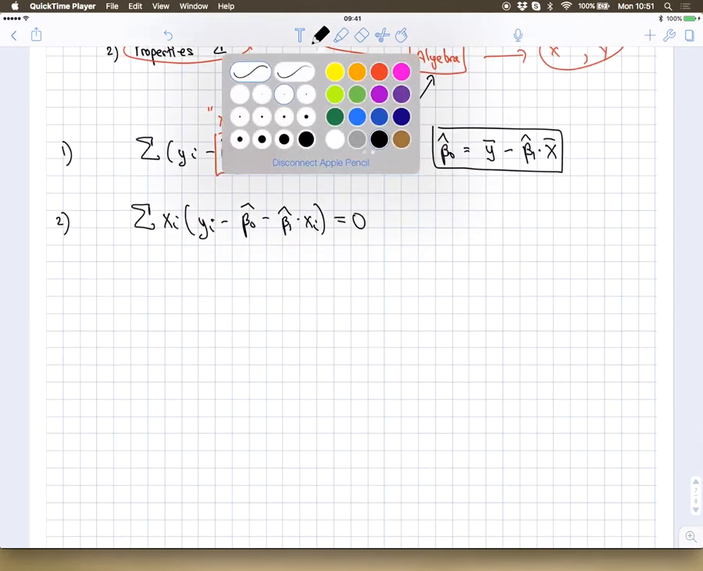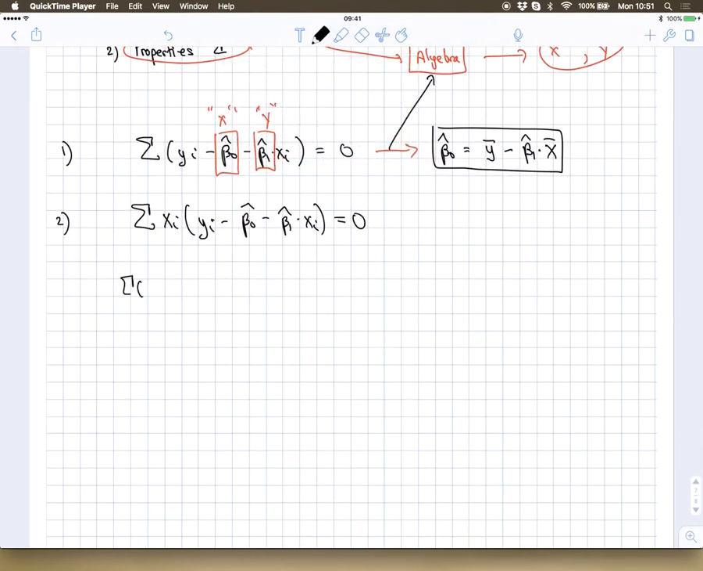You go into the second equation, you say sum of xi, yi, instead of the beta 0 hat, I'm just going to plug in y bar minus beta 1 hat times x bar, minus beta 1 hat times xi, is equal to 0. So far so good?